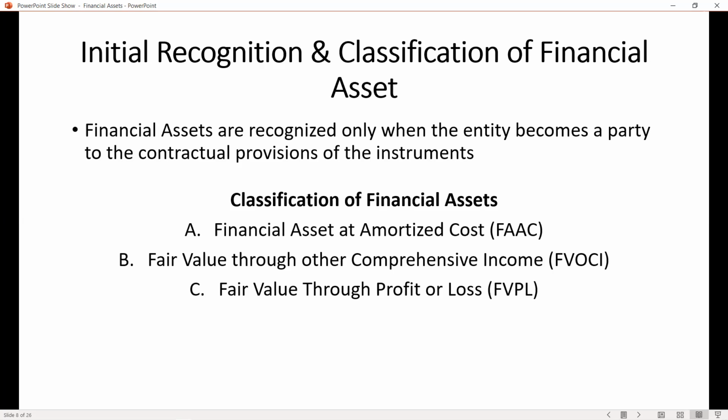That's why they must be classified or measured at amortized cost, because we are only expecting to receive the principal and the interest. On the other hand, for fair value through other comprehensive income, we are expecting, especially for those financial instruments that are available for sale. So if your financial instrument is classified as available for sale, then it must be measured under fair value through other comprehensive income.